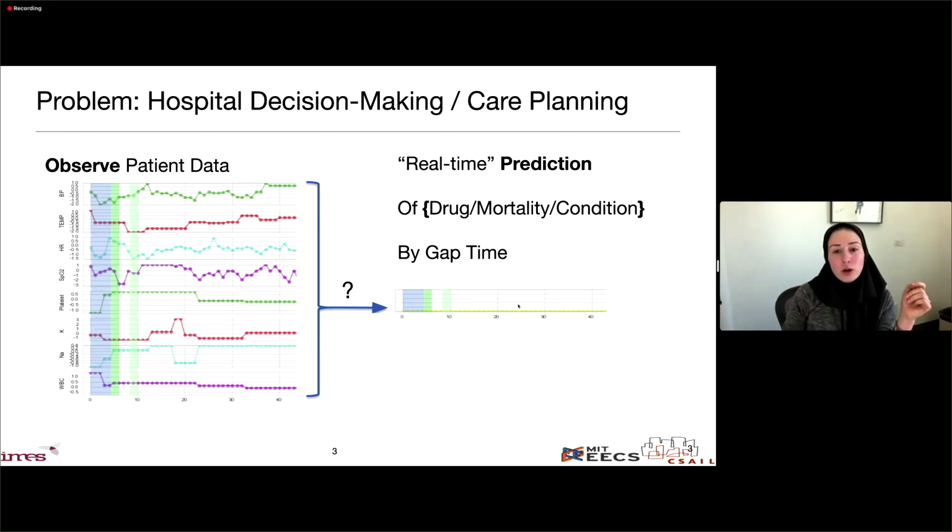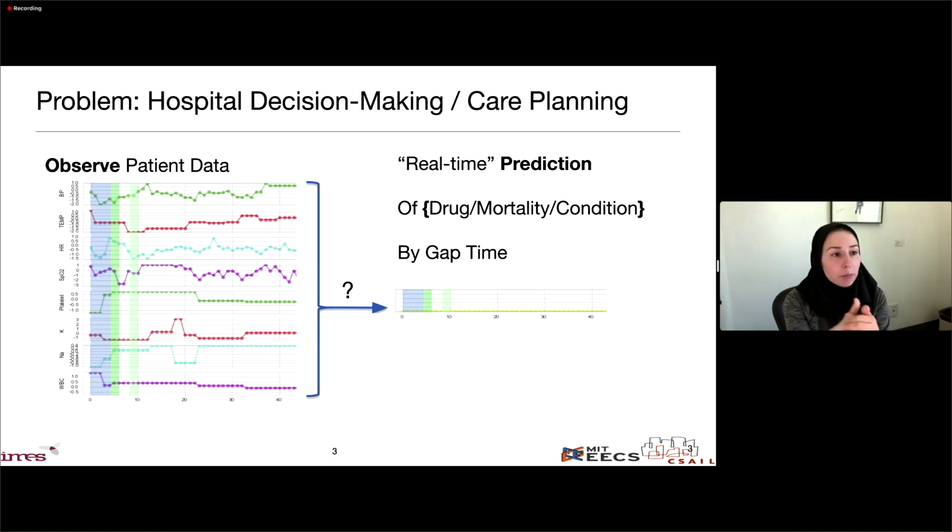And then you want to do a game. You want to train a machine learning model to do real-time prediction. I'm using air quotes because it's not actual real time. This is not us in a hospital, predicting life or death every minute in real time. We are playing a patient's record forward as if we are getting it in real time.